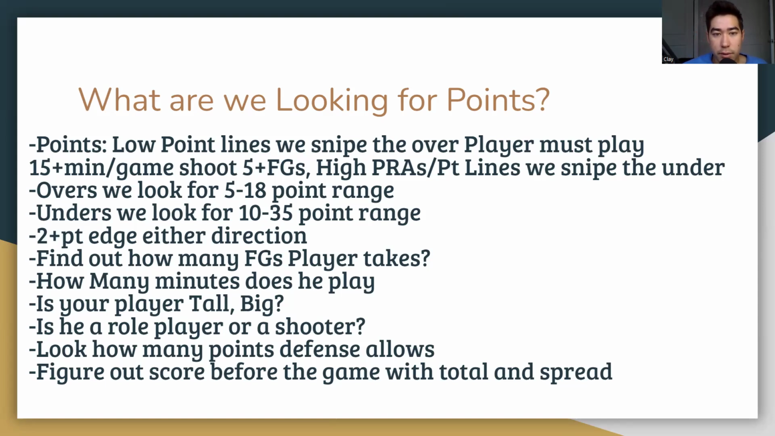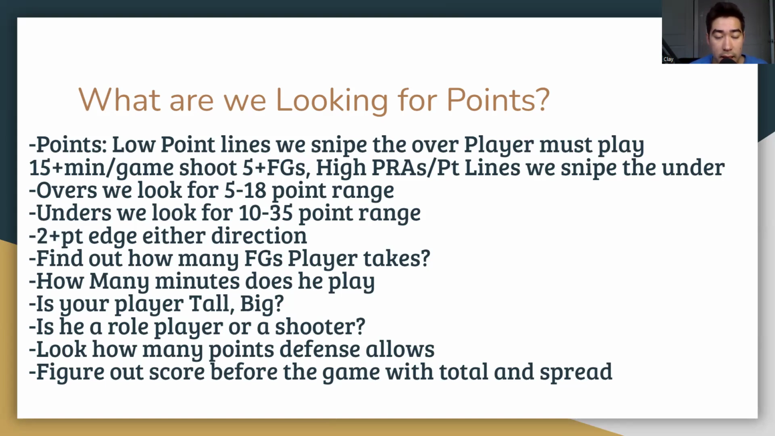So we want to limit our overs to 18 points. So 5 to 18 point range, we can go over on. Unders, we're looking for like 10 to 35 point range. So for example, if we have an 8.5 point line, and say they're projected like 11.5 points, we have a 3 point edge on the over. So we're going to take the over there.